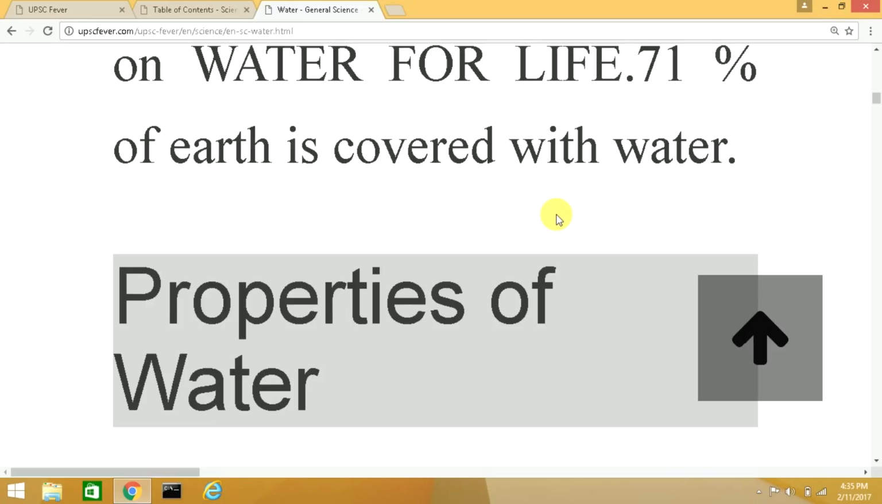Water has a high boiling point, which is at 100 degrees Celsius, and a very high freezing point compared to the other liquids. Freezing point is 0 degrees. There is also high heat of vaporization and high specific heat.